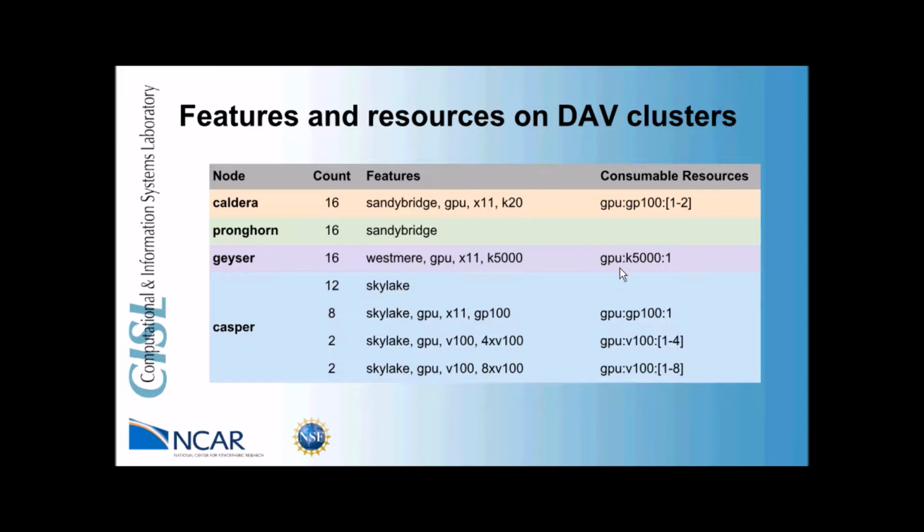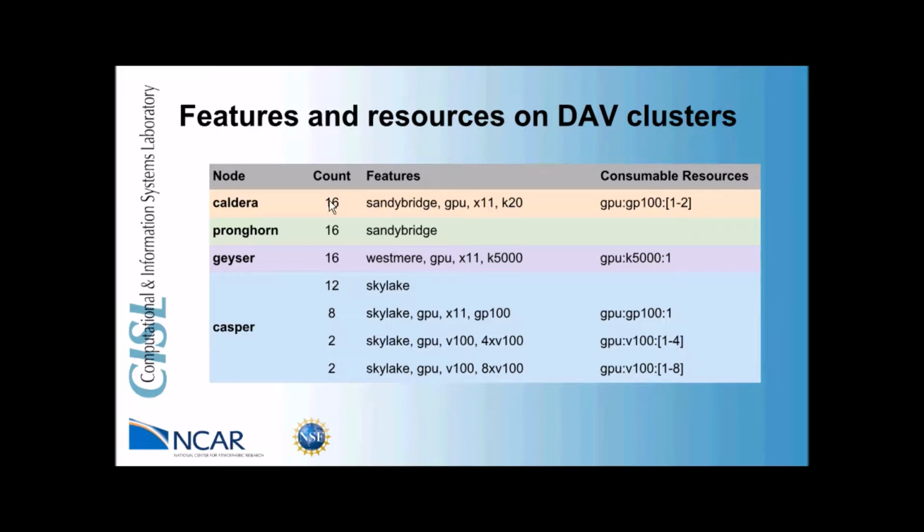So here's a summary of our current offerings on DAV and the features and resources that they have. Let's start with the older hardware. These counts are ideal, since we're getting to the end of life on Caldera, Pronghorn and Geyser, and nodes are kind of going in and out, sometimes just out. So these numbers are on the high end. Some of them are definitely dead now. We've lost a couple of Geyser nodes, for example, so this isn't 16. But that's what you would see listed if you ran a node count in Slurm.